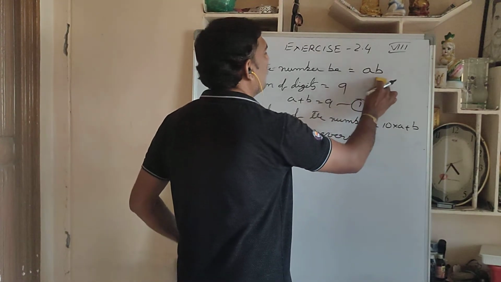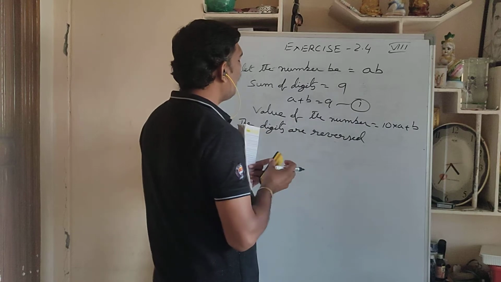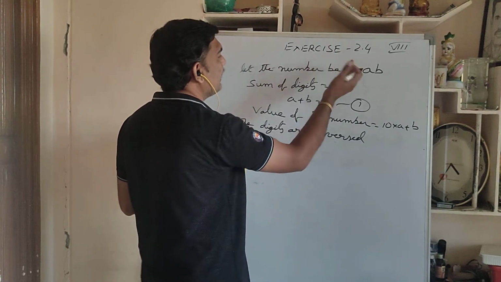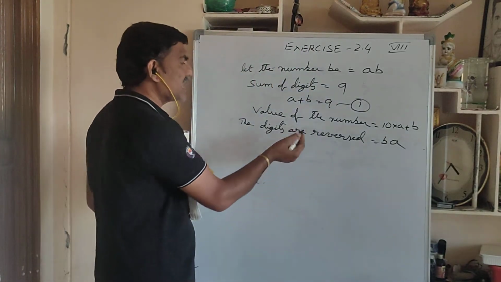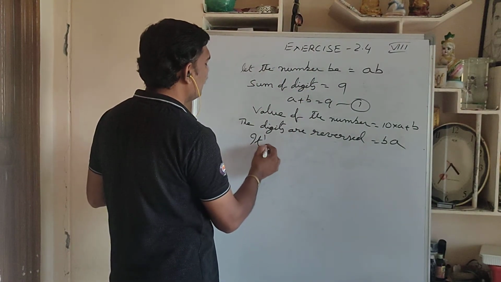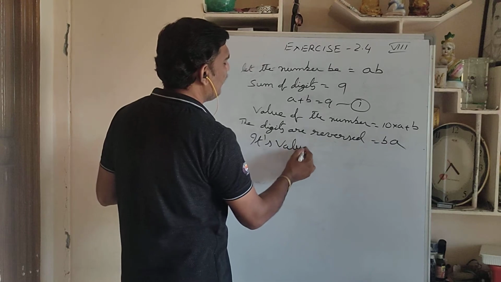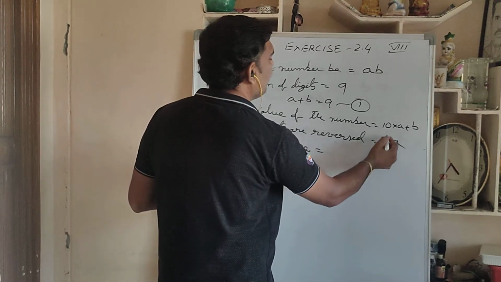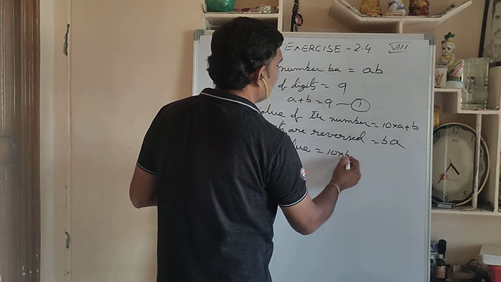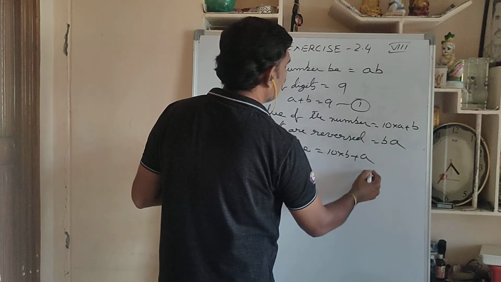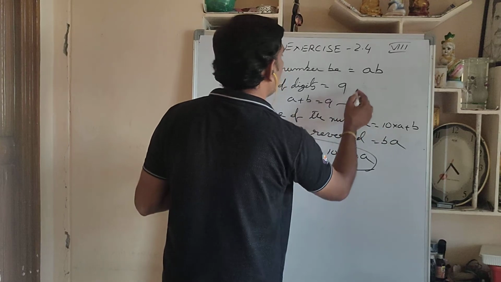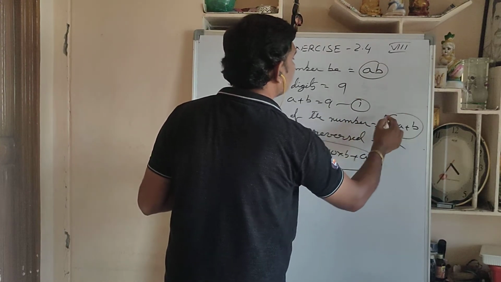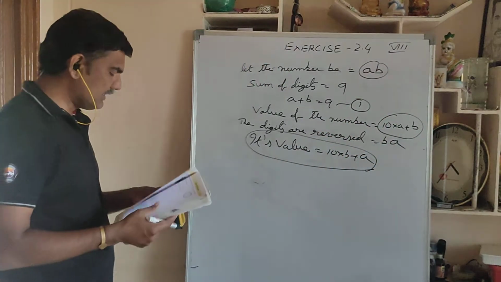AB. After reversing the digits, the number becomes BA, right? I want its value. Value means the expanded form I told you. B is in the tens place, so 10 times B. A is in the units place here. This is the value of this number. Now we'll see what happened here.